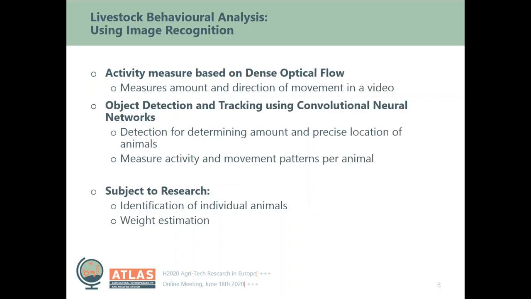As for the implementation, for the first demonstrator, we're going to have a simple activity measure based on the dense optical flow. This basically measures the amount of movement and the direction of movements across the whole video. Then once we have collected enough data from the pilot sites, we will also try to train our own convolutional neural networks for object detection and tracking. This is so we can detect the single animals, which is important for precisely detecting the locations and also having a more granular measure of activity per animal.